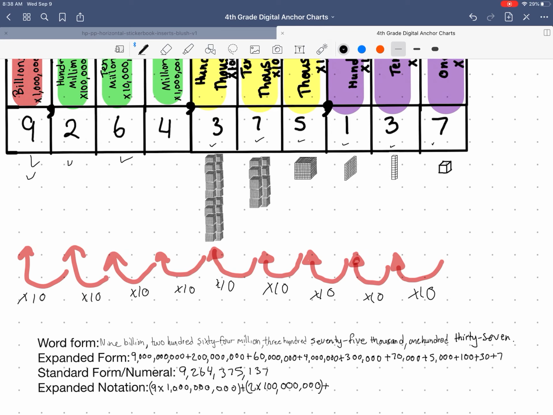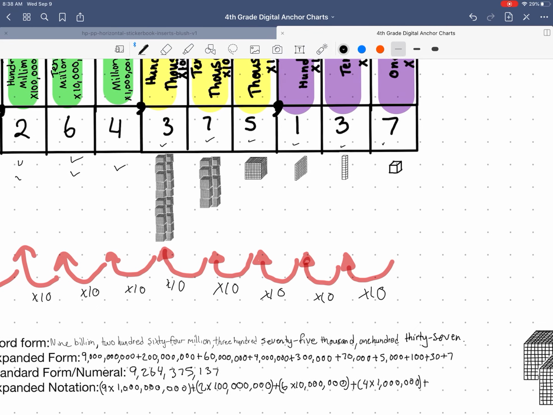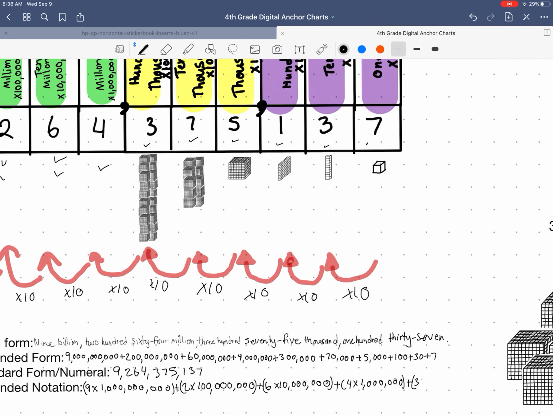Plus, I'm going to do 6 times 10 million. Okay, parentheses. Plus, I'm going to do 2, 6. Now I'm going to do the 4. 4 times 1 million. Okay, now I'm done with the 4. I'm going to do the 3. 3 times 1,000.